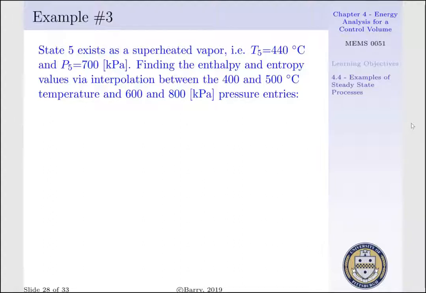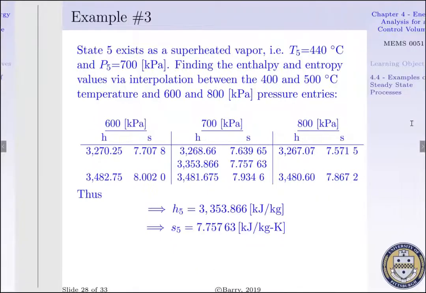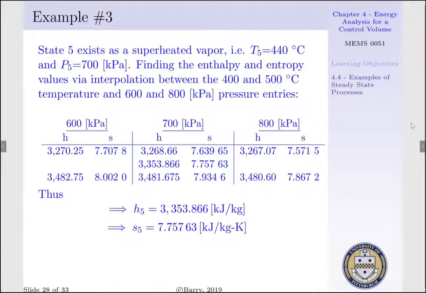State 5 is going to exist as a superheated vapor with a temperature of 440 degrees centigrade and pressure of 700 kPa. We will find our enthalpy and entropy via interpolation between our 400 and 500 degrees C temperature entries and our 600 and 800 kPa pressure entries. In doing such, we can find that our enthalpy at state 5 is 3,353.866 kilojoule per kg, and our entropy at state 5 is 7.75763 kilojoule per kg.